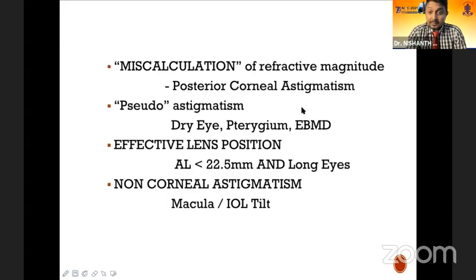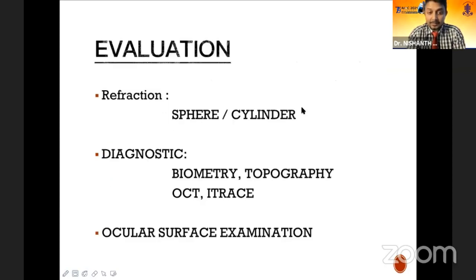So what are the problems? The miscalculation of refractive magnitude: posterior corneal astigmatism, pseudo-astigmatism because of dry eye, pterygium, and dystrophies are the main causes, along with a lot of inflammation of the eye. Then there is miscalculation of the axial length, where the effective lens position is not perfectly in the center, and non-corneal astigmatism, like when the lens is completely not in the bag, one of the haptics is in the sulcus, or there are other macular problems.